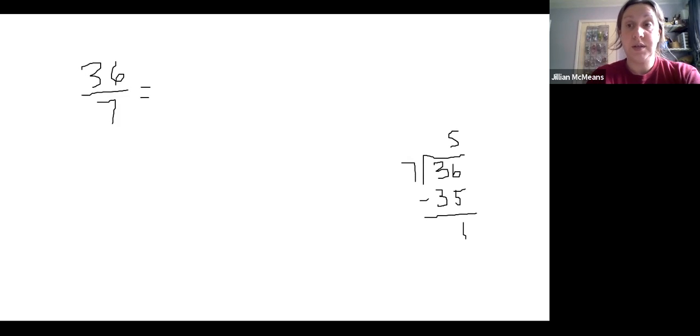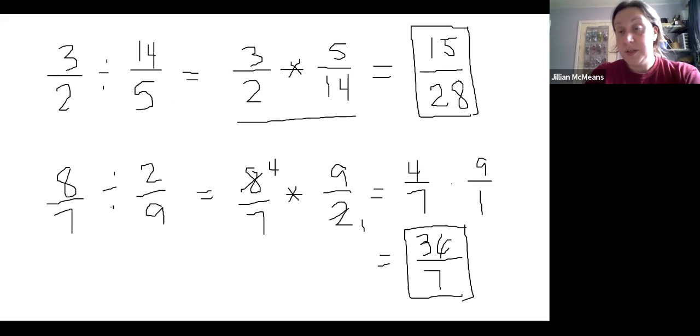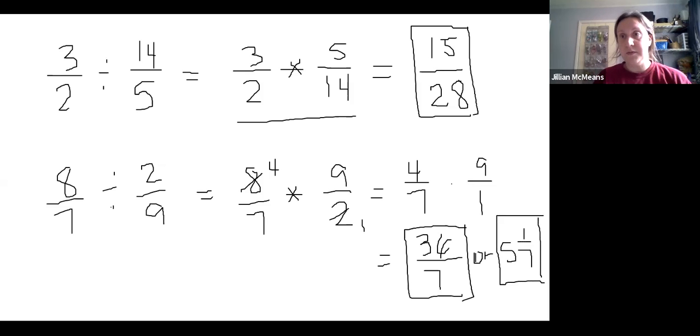That means 36/7 is equal to 5 and 1/7. All right, so if we go back a page, 36/7 is fine, or we could have 5 and 1/7. Okay, word problems, 5 and 1/7 is going to be more appropriate. Otherwise, they're the same. All right.